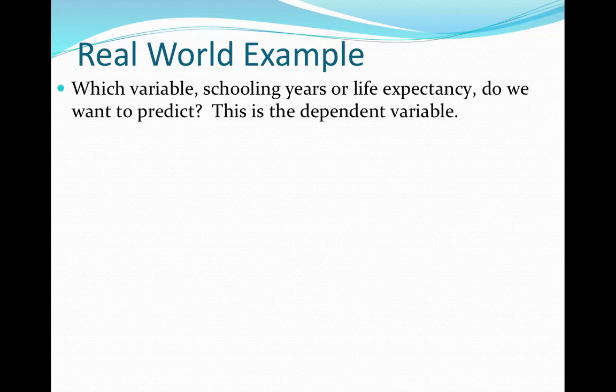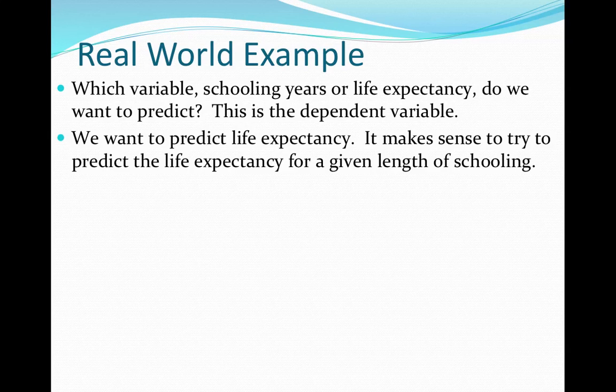So which variable, schooling years or life expectancy, do we want to predict? This is the dependent variable. So what is the value that we're looking to predict? Are we looking to predict the number of years of schooling, or are we looking to predict life expectancy? Well, we're looking to predict life expectancy. It makes sense to try to predict the life expectancy for a given length of schooling. Given a particular length of schooling, you can predict the life expectancy on average for the country.